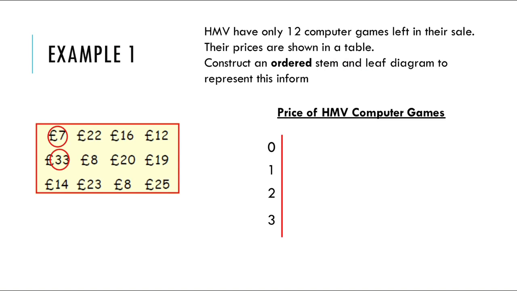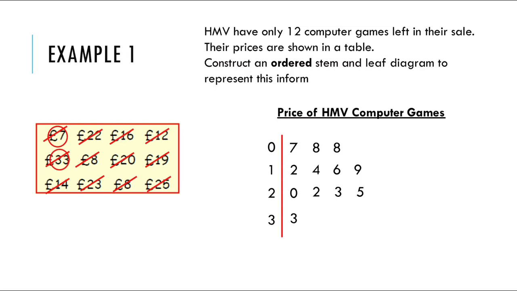Okay, so because this is a relatively small data set, the next thing that we are going to do is just fill it in order. Starting with the £7, I'll score it out as I go along. Then I also have two £8 to fill in. In the tens, I have £12, £14, £16 and £19. In the 20s, I have £20, £22, £23, £25, and lastly, I have £33. Okay, so now we have all of this data in the diagram and in order.